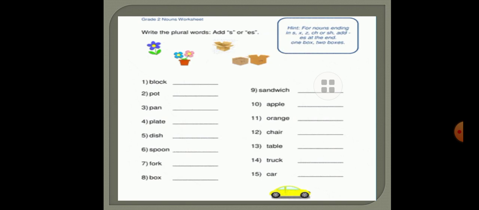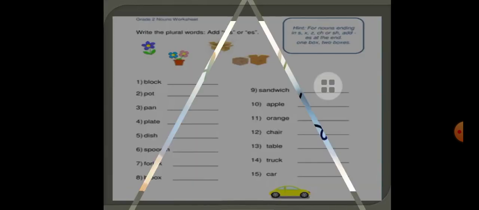And the next worksheet is you have to write the plural words by adding s or es. First you read the noun and you have to add s or es. So children, you can do this exercise by yourself very easily. So children, I hope you have understood the topic well.